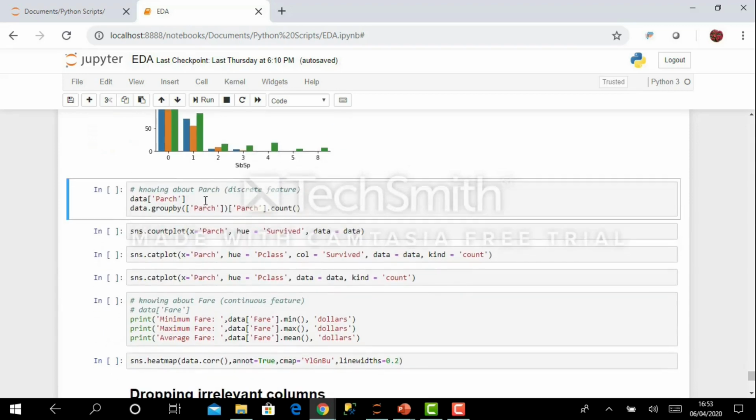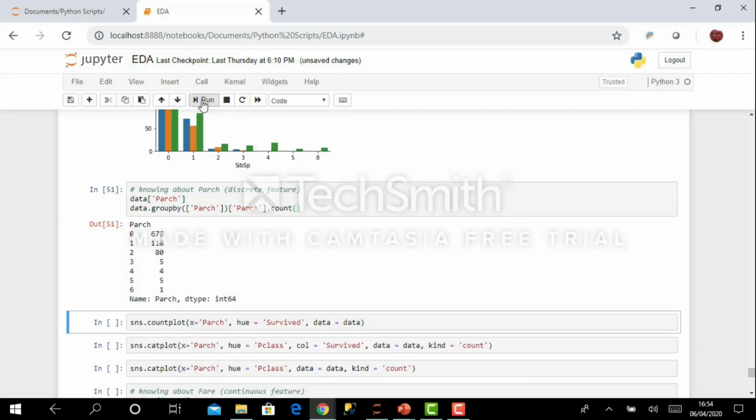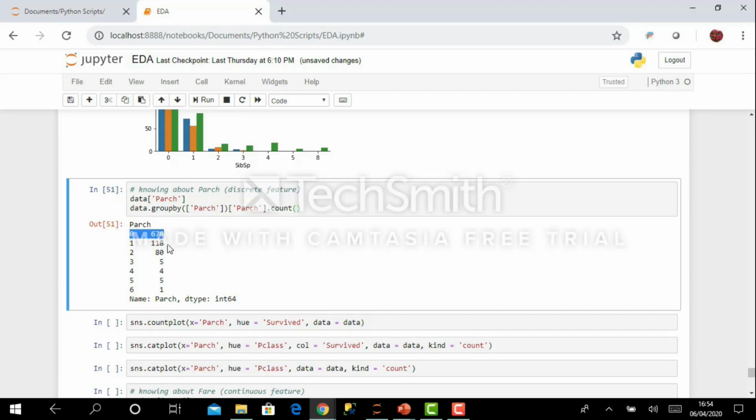Next column is Parch column. So let us see the data. If you do the group by simply, you can see that it also has these possible values 0, 1, 2, 3, 4, 5, 6. Actually this is the number of parents the passenger has. Okay, so you can see that most of them are single, and some of them have 1 or 2 parents, and there are very few who have more than 2 parents.